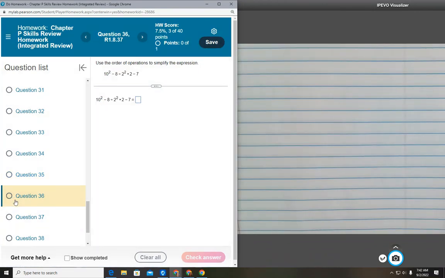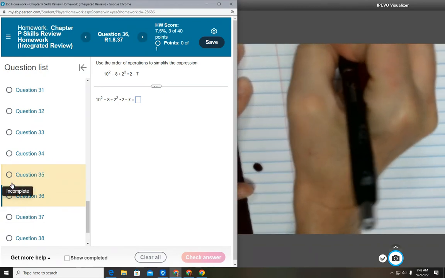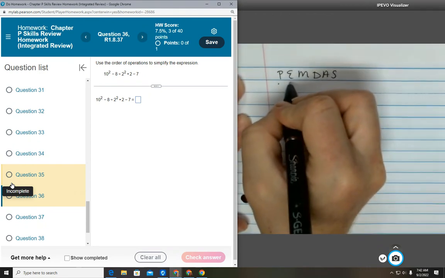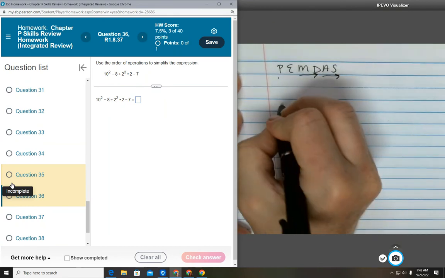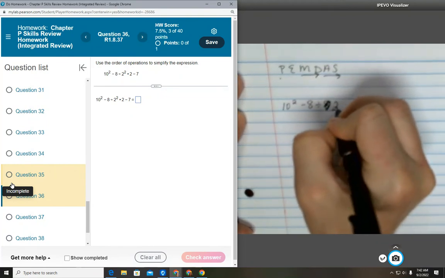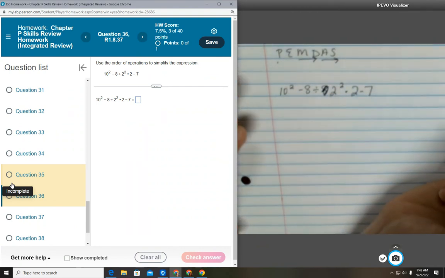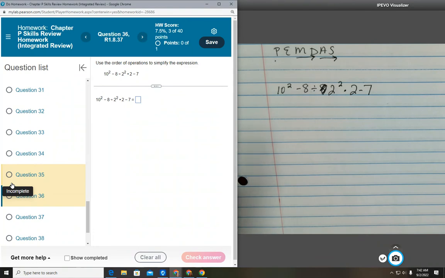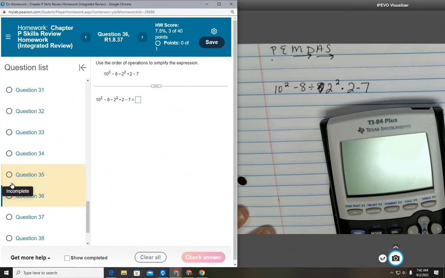So the next problem is, order of operations is PEMDAS. I'm sure you remember this. So parentheses, exponent, multiply and divide from left to right, add and subtract from left to right. So 10 squared minus 8 divided by 2 squared times 2 minus 7. So you've got to follow order of operations. Our calculators will do that for us if you have one of these, because these are meant to follow order of operations. If you just put it in your phone straight like it is, it's not going to.